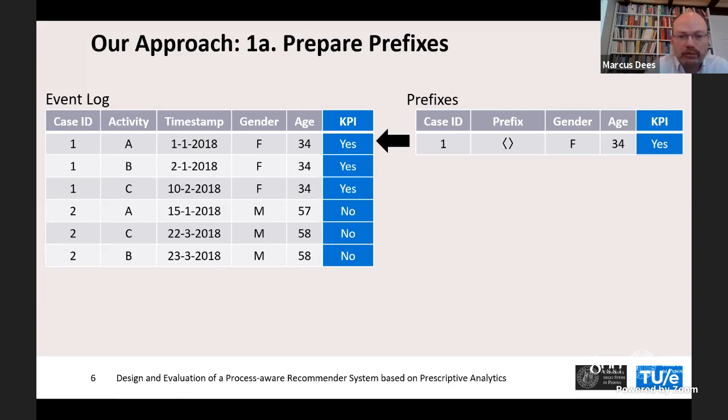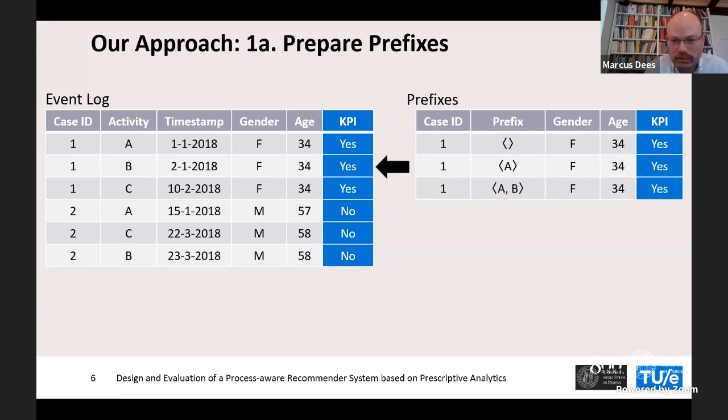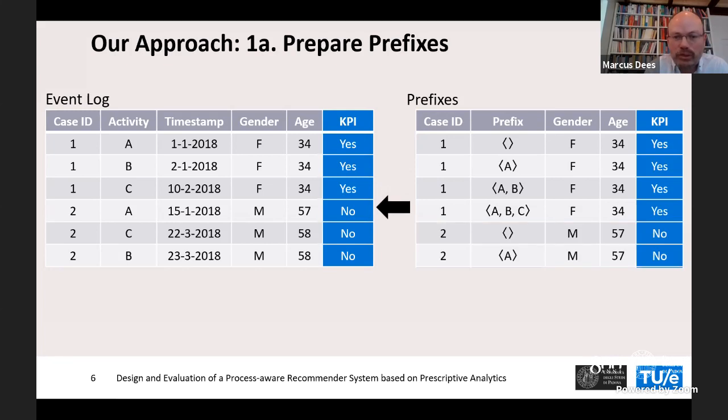Next, we take the first activity and add it to our prefix table, including the attribute values of the first event. Then we take the next activity, which is a B, and add it together with the previous activity, which was an A, as a prefix to our prefix table. We do this for all cases and activities in our event log. At the start of a new case, we begin with an empty prefix and we continue until we reach the end of our event log.